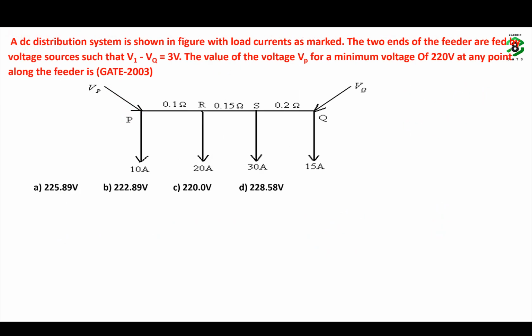Now if you see the second question, a DC distribution system is as shown in the figure with load currents as marked. The two ends of the feeder are fed by voltage sources. One voltage source is Vp, the other voltage source is Vq. The difference between these two, Vp minus Vq, is 3 volt. The value of the voltage Vp for a minimum voltage of 220 volt at any point along the feeder is.